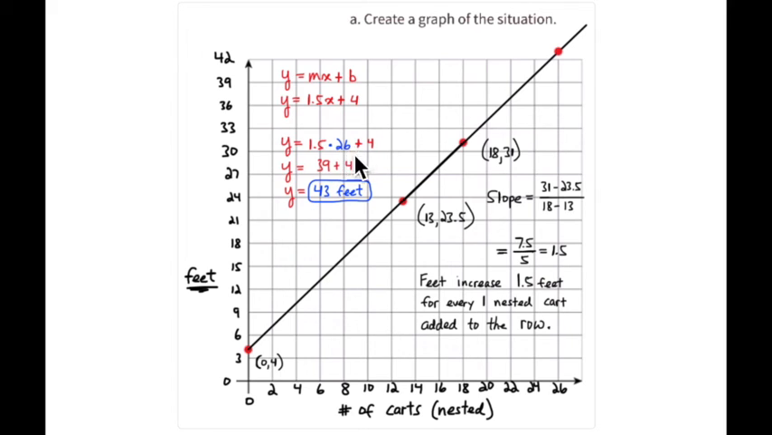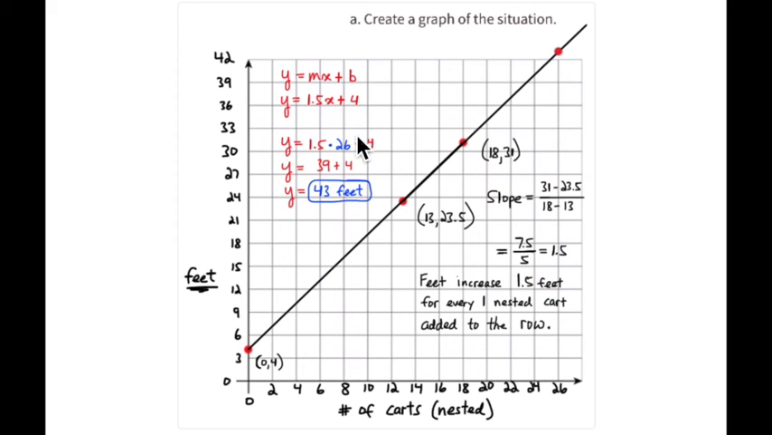So I plug 26 in here for the x value. 26 carts, I should have said, 26 nested carts. So it's 1.5 feet for every nested cart. I have 26 of them. So 26 times 1.5 is 39 total feet. And plus I have 4 feet with the starting cart. So 39 plus 4 is 43 feet.